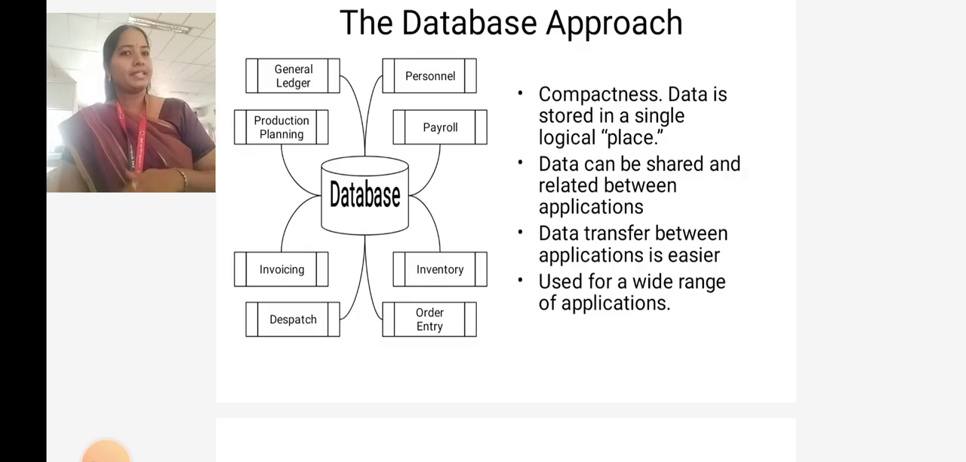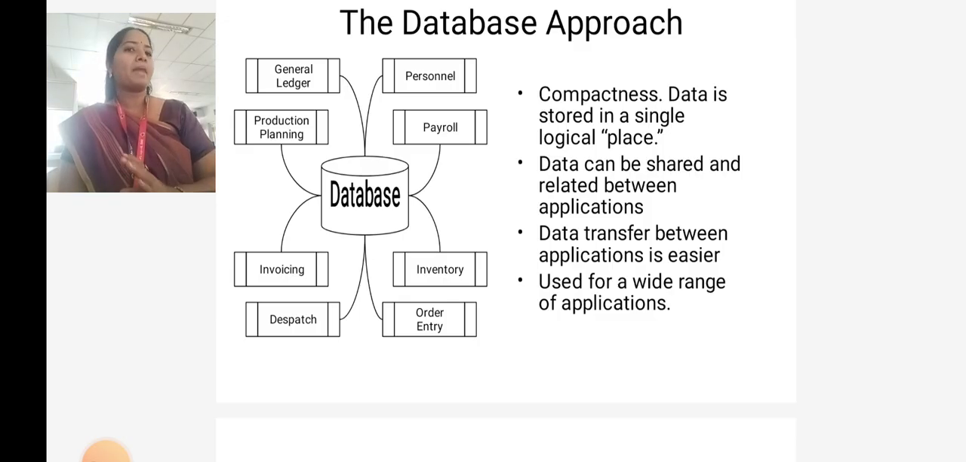So there will be a general ledger and a personal ledger, and both have access to a database. There is a production planning and a payroll process also. Those two also have access to a database. So invoicing, inventory, dispatch and order entry, everything in the database approach has access to a database that is stored in a separate place.